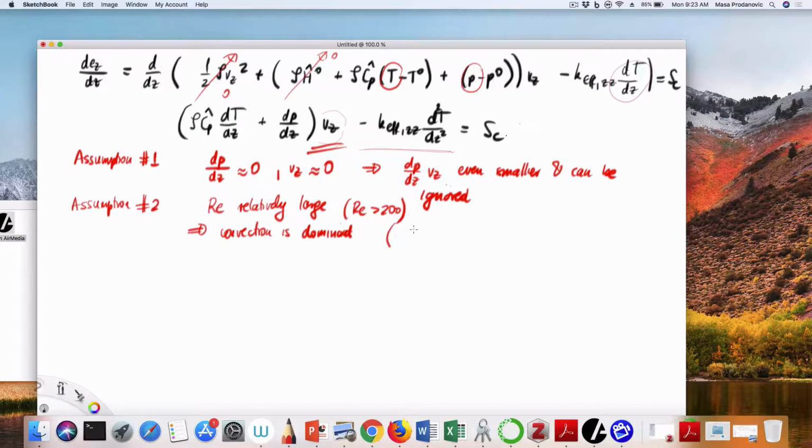This is also measured by the Peclet number, which is Reynolds times Prandtl number, and is large. So in that case, we have rho Cp dT/dz Vz equal to Sc.